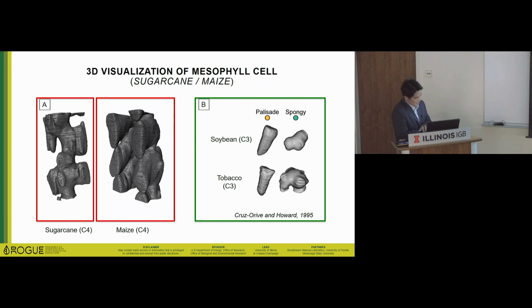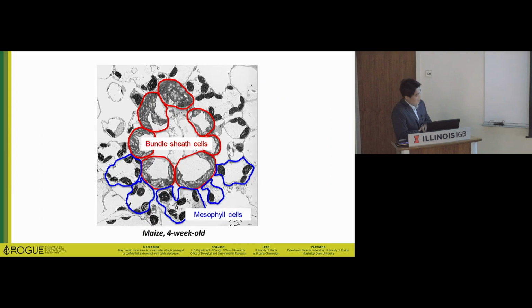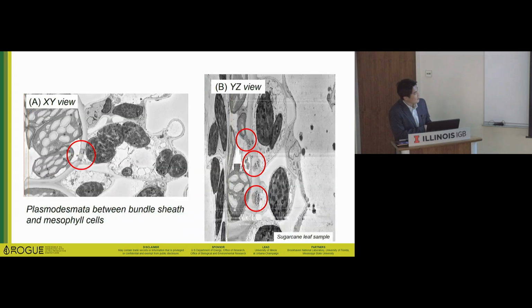In this current situation, another benefit of SBF-SEM is that it provides very high resolution pictures. I keep showing the leaf cross section, but as I mentioned earlier, the bundle sheath cell and mesophyll cell connect and cooperate with each other. So when I zoom in on this area, we can see the plasmodesmata.